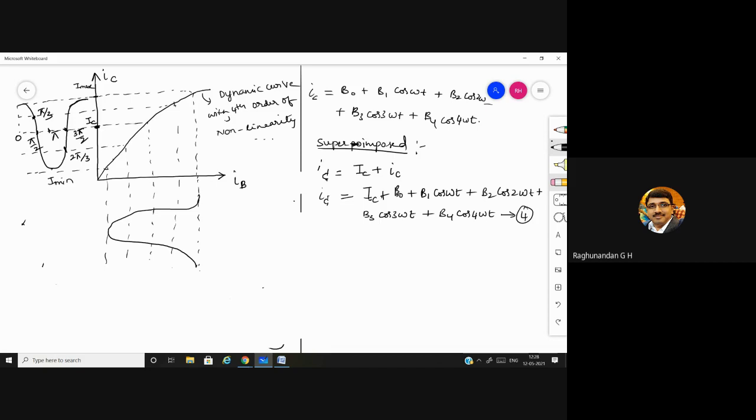Okay, the same plotting we will be doing here also. 0, pi by 2. Here it will be pi. Here it will be 3 pi by 2. Finally, here it will be pi.